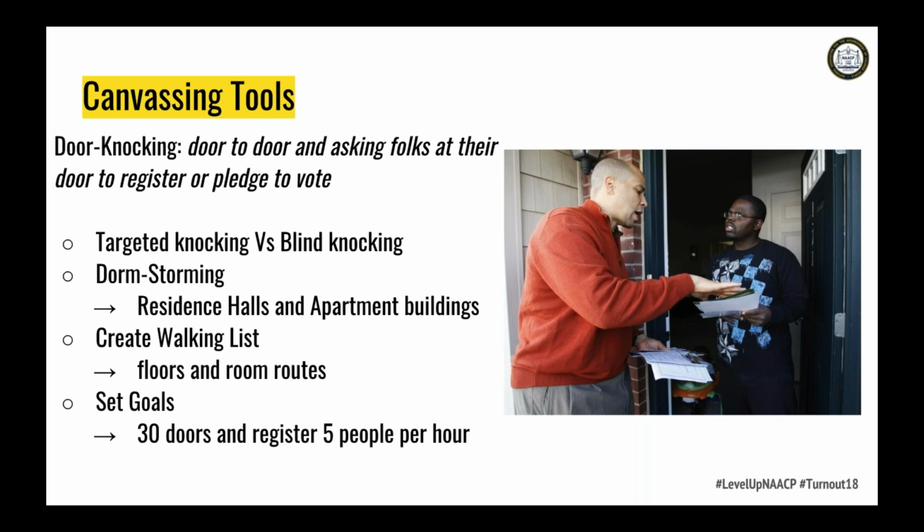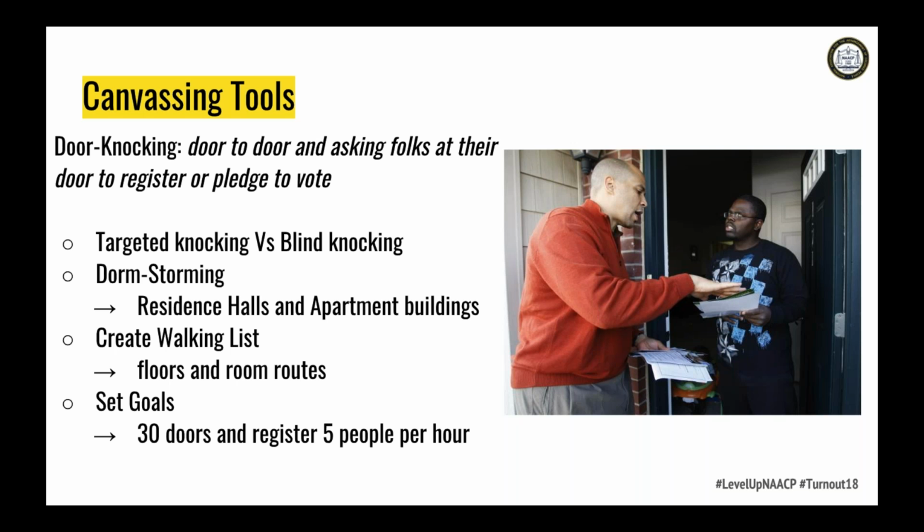And we would have a set amount of people who would actually have walking lists, meaning that they know what floors and what rooms they're going to be targeting and talking to, and actually just going through each of the dorms, knocking on people's doors, talking to them about registering to vote, talking to them about pledging to vote in residence halls and apartments and community centers, right? So knowing exactly what people are going to be doing.